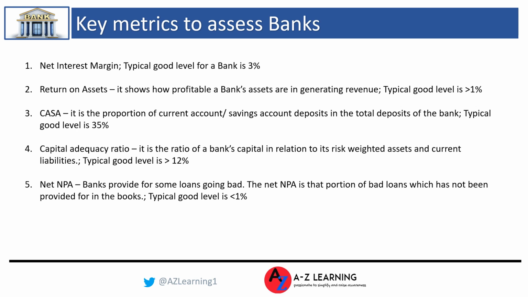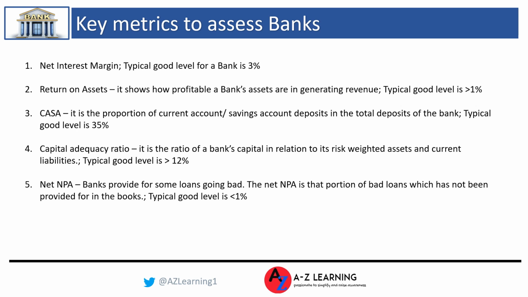The last metric that we will look at is the net NPA. NPA stands for non-performing assets. The nature of the business in a bank is such that they grant loans, and it is normal for banks to see some loans go bad, where their creditors are not able to pay back the loan, or they delay the repayment. So those loans are considered bad.